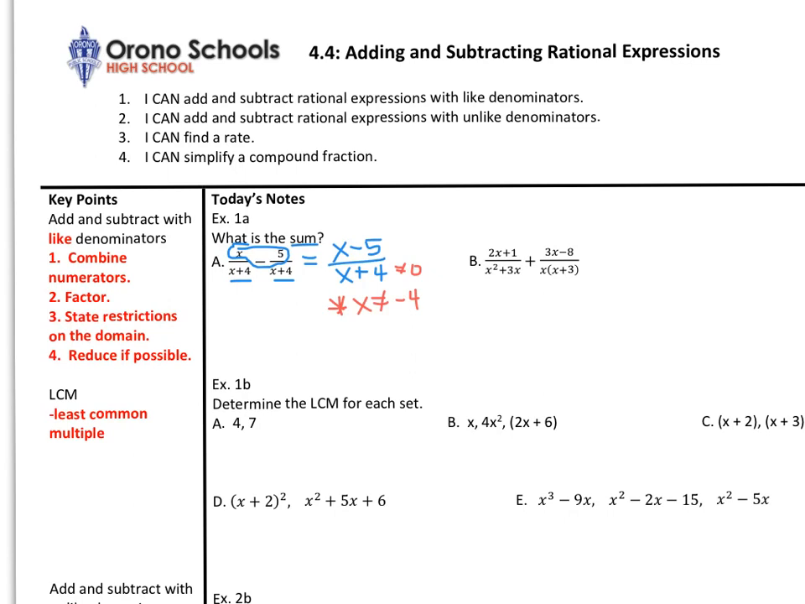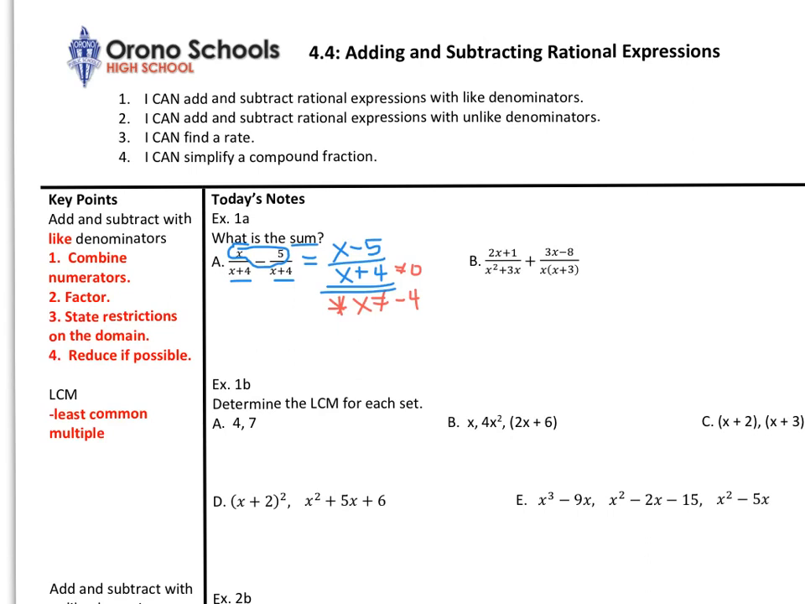Last but not least, we're asked to reduce. Now remember, if you have factors with variables, the factors on top and bottom have to be identical. We have x minus 5 over x plus 4. So there isn't a common term on top and bottom that match. Therefore, in this example, that is the final answer.